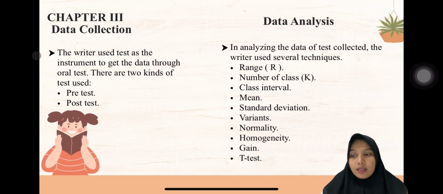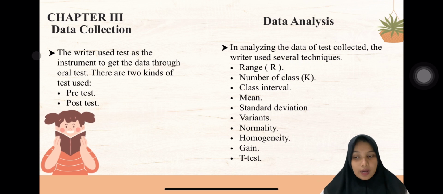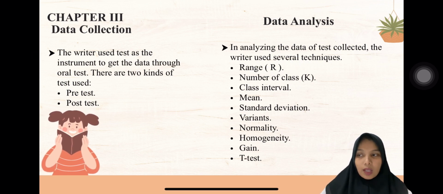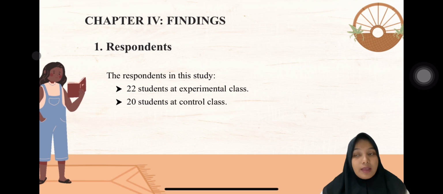Data analysis. In analyzing the data of the test collected, the writer used several techniques. First, range; second, number of class interval, mean, standard deviation, variance, normality, homogeneity, and the t-test. Chapter 4, findings. First, respondents. The respondents in this study are 22 students in the experimental class and 20 students in the control class.